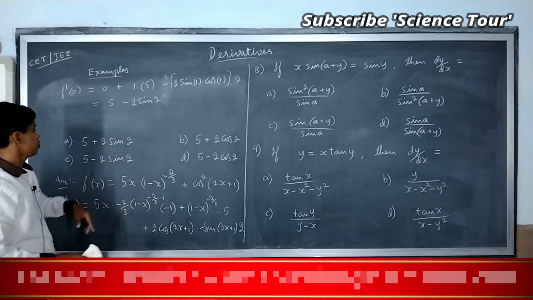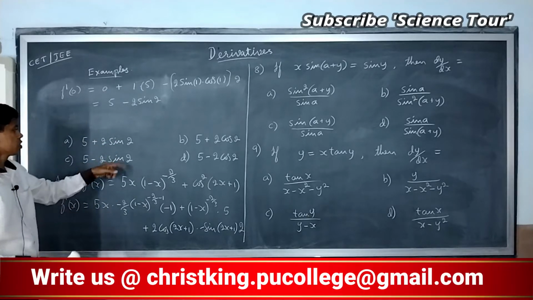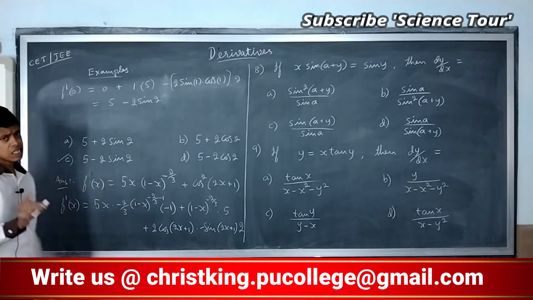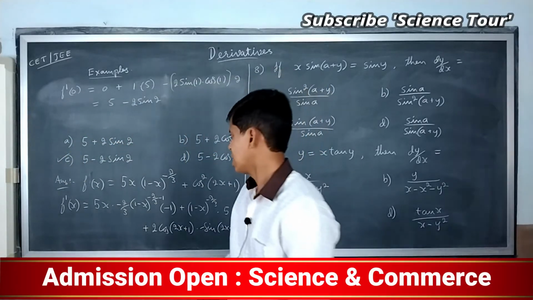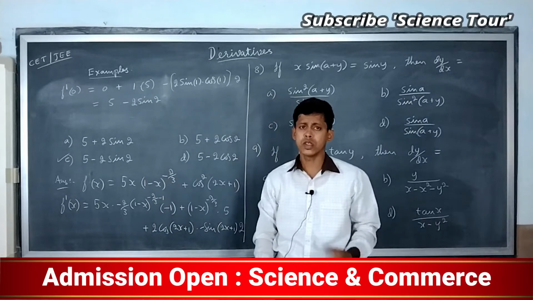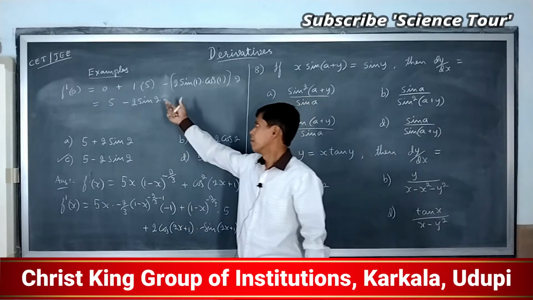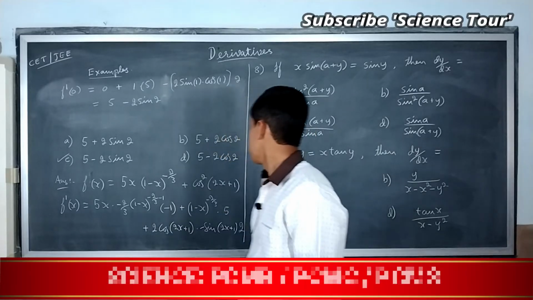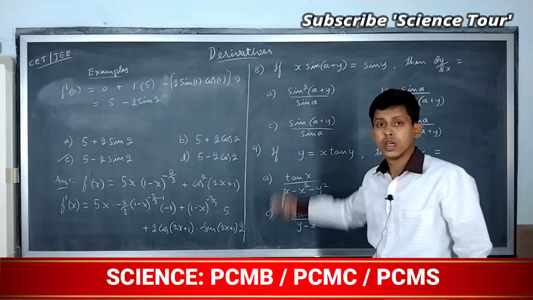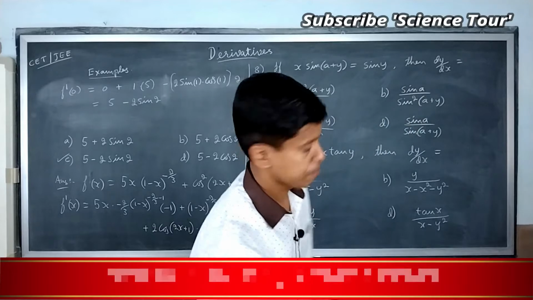So now look at the options. You have got 5 minus 2 sin 2, so option C is the right choice for you. So don't waste time on simplification, directly substitute 0, it will reduce into a simple form. Well, so that's for the 7th question. Let's move on to the 8th one.